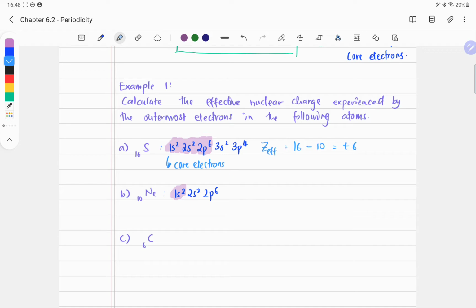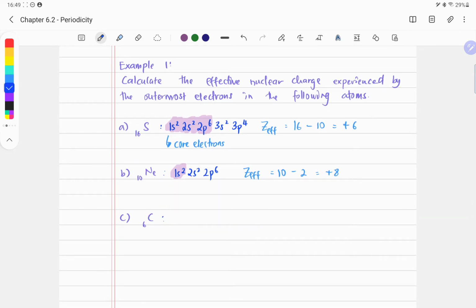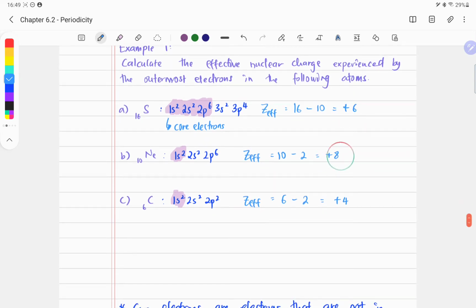Therefore, in order for us to calculate the effective nuclear charge, ZeF for neon is 10 minus 2, which is positive 8. And then we calculate the one for carbon. It is 1s2, 2s2, 2p2. So this is carbon, and its effective nuclear charge ZeF is equal to 6 minus its inner electrons. It is 1s2 also, so minus 2 equals positive 4. So here we have calculated the effective nuclear charge for sulfur, neon and carbon.